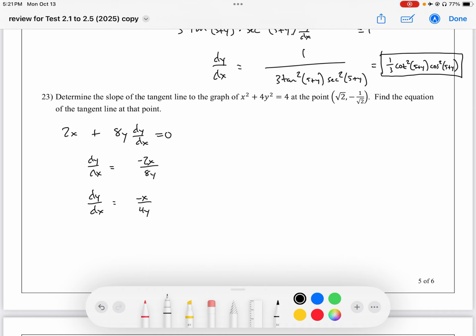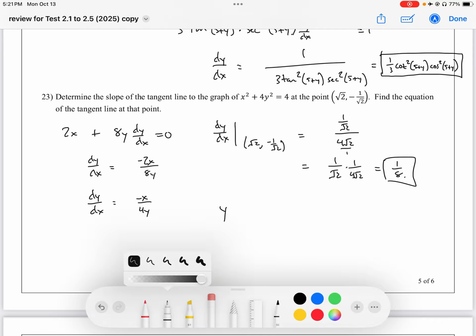So now we're going to plug in our point. At this point, dy/dx evaluated at square root 2, negative 1 over root 2 would be negative x, 1 over root 2, divided by 4y, 4 root 2, which is the same as 1 over root 2 times 1 over 4 root 2, which is 1/8. So that's my slope. Equation of the tangent line would be y.